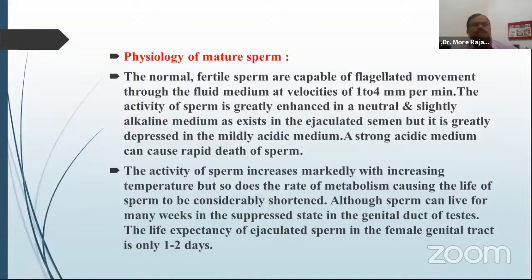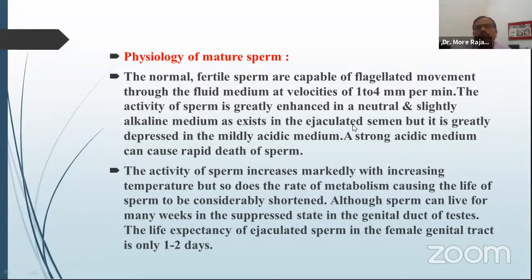If you see the physiology of the mature sperm, this is the physiological process which is given in detail. The normal fertile sperm is capable of flagellar movement through the fluid medium because of the tail, and the velocity is 1 to 4 mm per minute. The activity of sperm is greatly enhanced in a neutral and slightly alkaline medium.